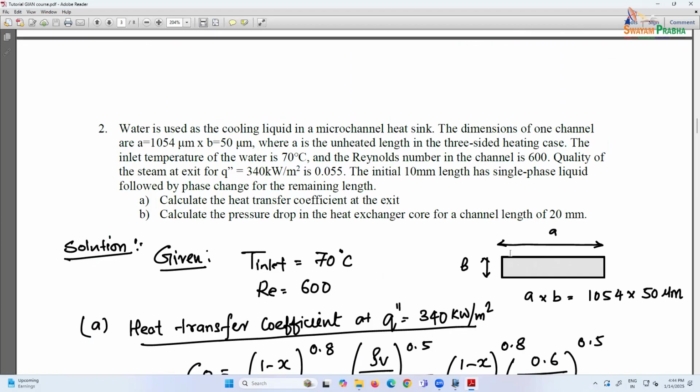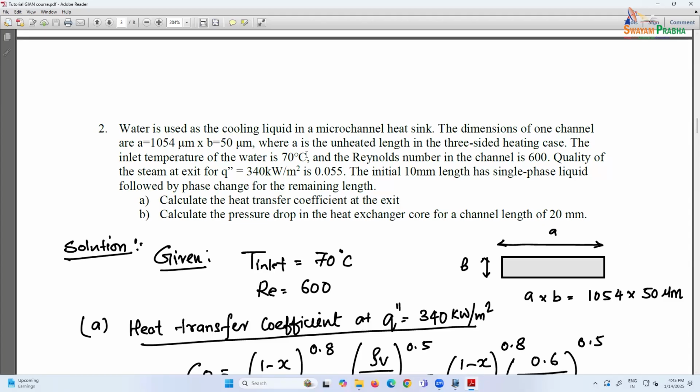Now, the second problem is flow boiling. So, whatever we have discussed, all the correlations I have shown with respect to pressure drop and heat transfer coefficient, you can use that here. So, you have a rectangular microchannel heat sink, okay. The dimensions are 1000, that is almost 1 millimeter by 50 micron. So, it is a very high aspect ratio rectangular microchannel, and then here we have heating on all 3 sides, but the top is not heated. So, these 3 sides are heated, top is unheated.